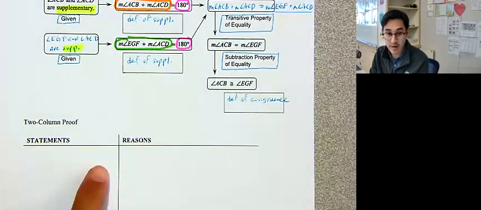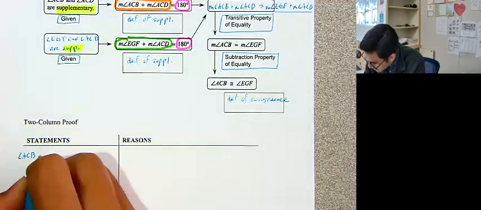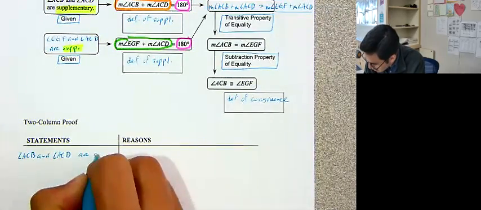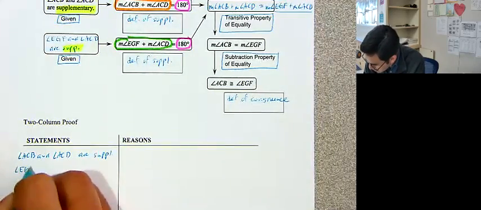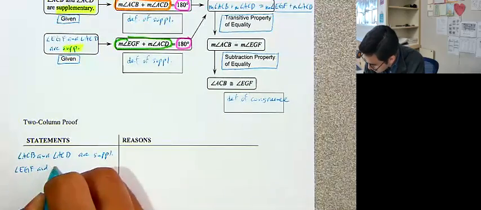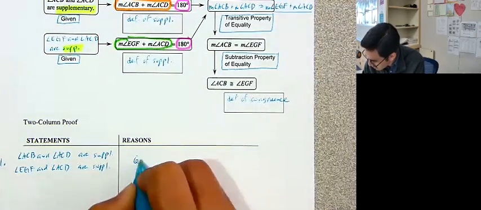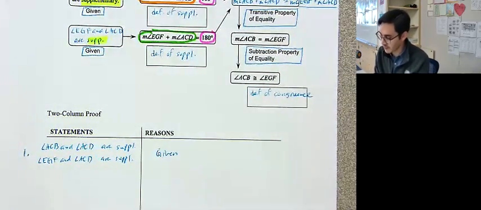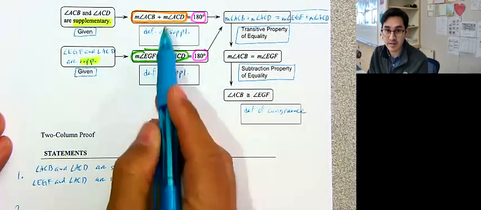So I'm going to go ahead and write the two given statements here. Angle ACB and angle ACD are supplementary, and angle EGF and angle ACD are supplementary. Okay. So that's my first statement, and it's just given. And then as my second statement, I'm going to write these, right?